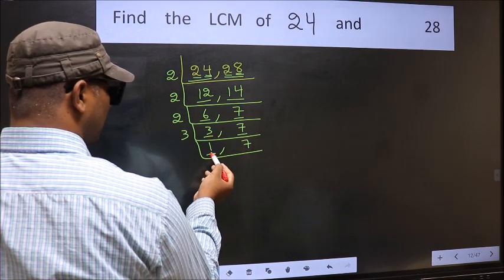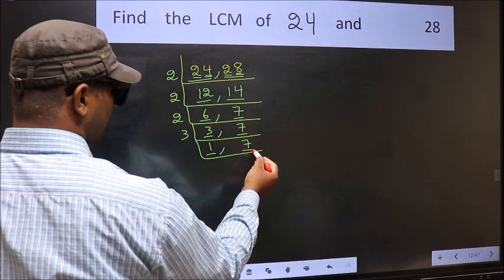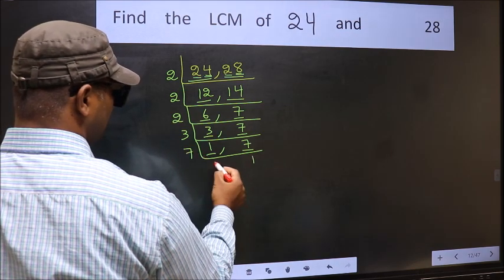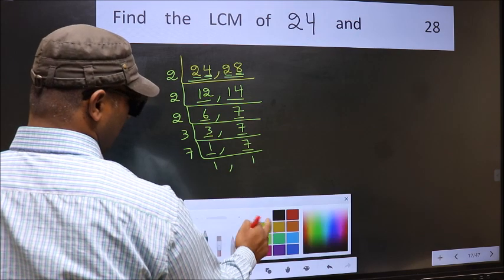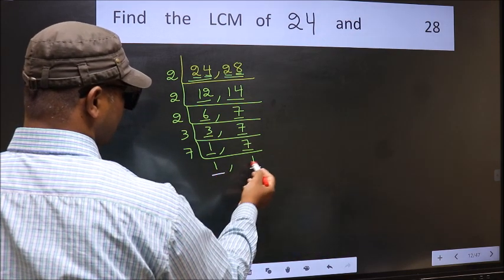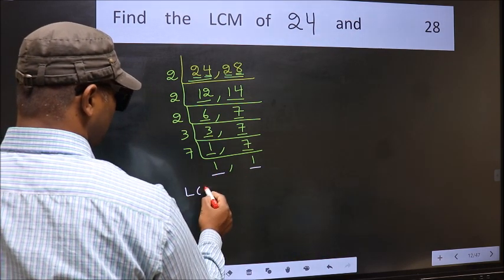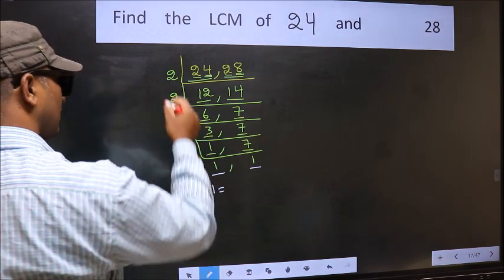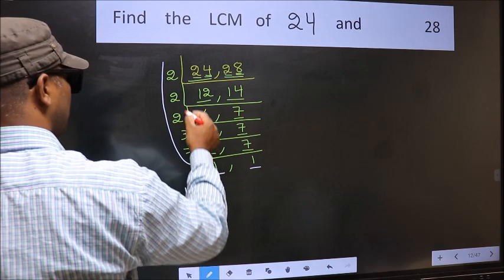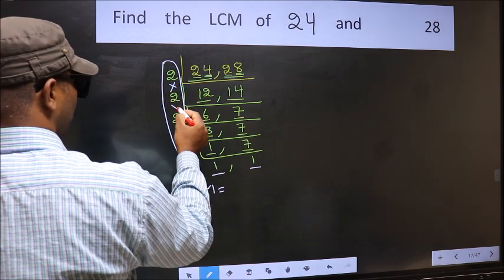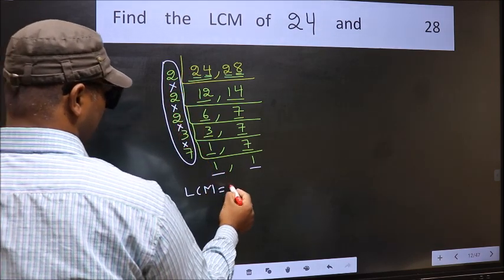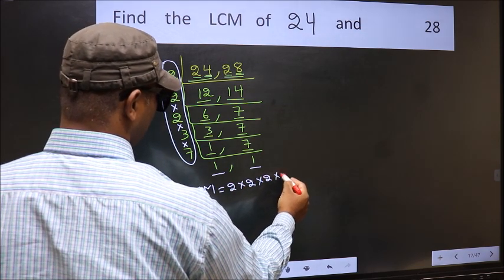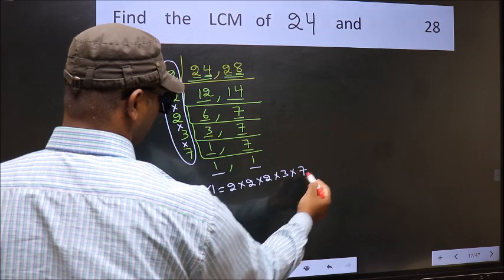We got 1 here, so focus on the other number 7. 7 is a prime number, so 7 1's 7. So we got 1 in both the places. So our LCM is the product of these numbers. That is 2 into 2 into 2 into 3 into 7.